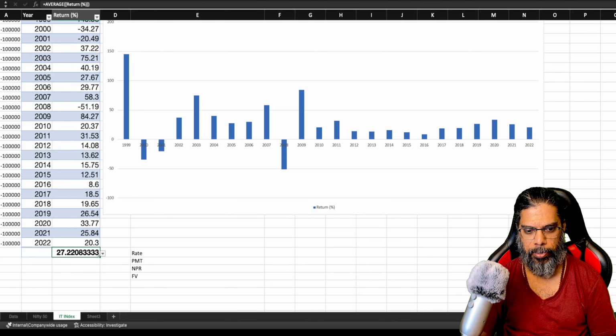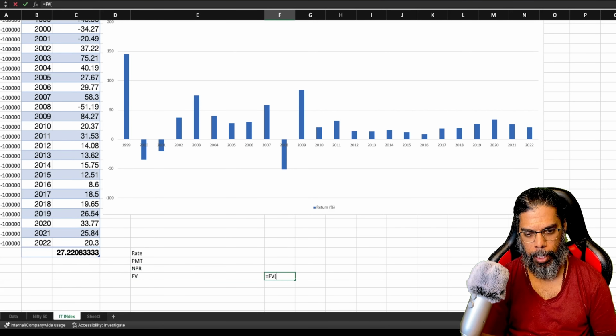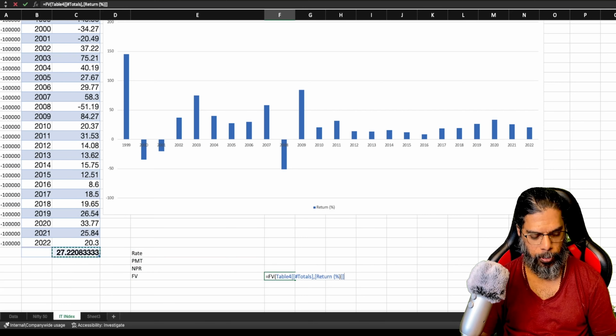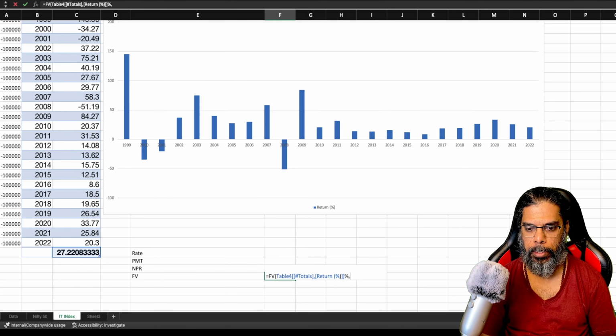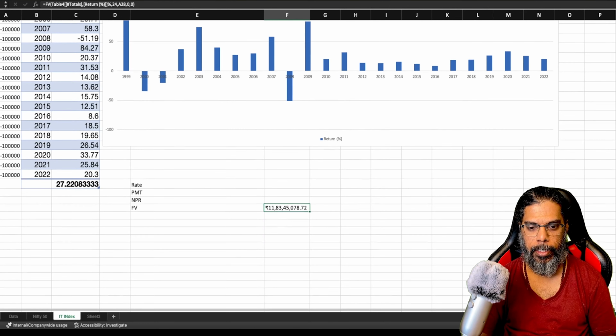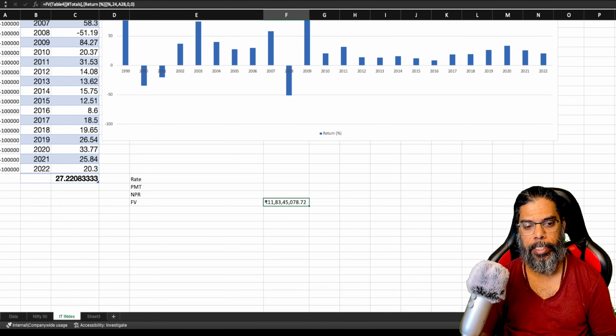Same as with the index fund, we'll do a calculation for IT. What is the rate of return, which is 27%? What is the number of years I'm going to invest? 24. And how much I'm going to invest is minus 1 lakh. What is my present value, which is 0, and what I'm going to get at the end of the period. You will be getting 11 crore 83 lakhs.